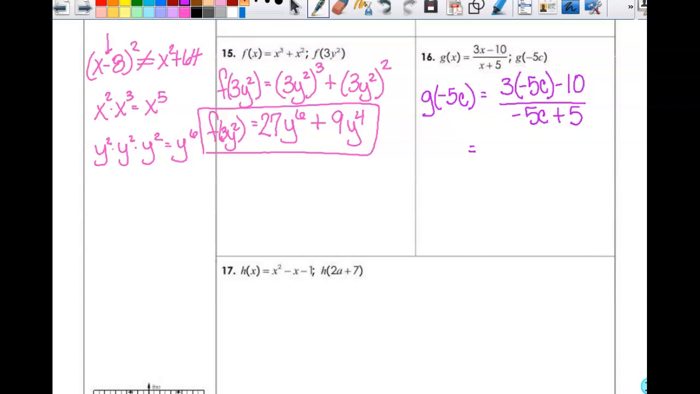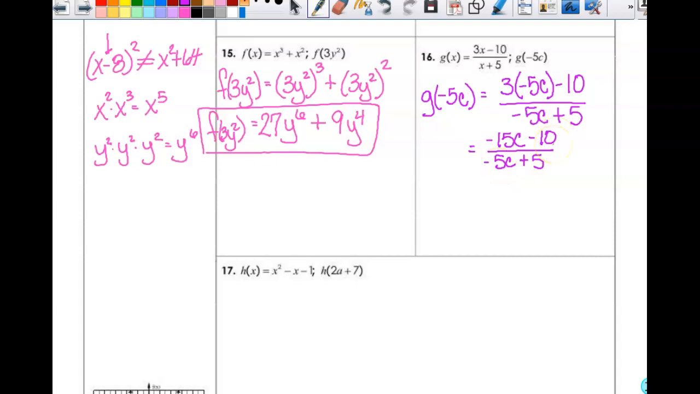Okay, let's see what we got here. So I would get negative 15c minus 10 over negative 5c plus 5. Let's talk about what you can't do here. That's what I see a lot of. You can't reduce these and reduce these because there's an addition and subtraction here. You can only cancel things out when stuff is straight up being multiplied. So this does not become 3c minus 2. Does not work that way.